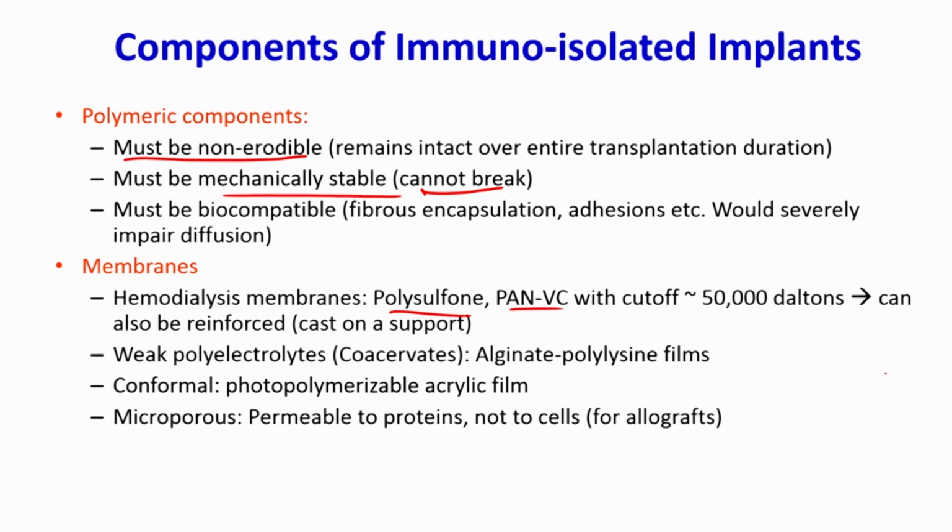These membranes could also be made out of weak polyelectrolytes. So, this could be some charge interactions, so alginate with polylysine films can be formed, but you need to be careful with that, because these charge interactions are fairly weak, and they may come off in certain conditions. Maybe the salt concentration increases and the dielectric changes, and then these interactions may become weaker and may fall apart.